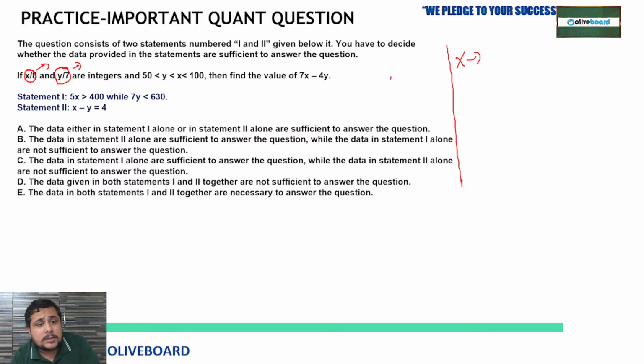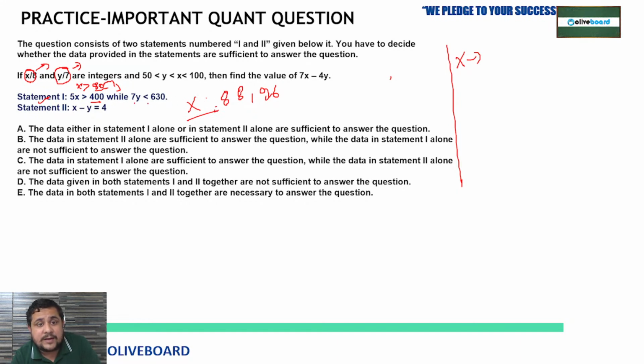Now the first statement you will read: 5x is greater than or equal to 400, which means x is greater than or equal to 80. So you have to check the multiples of 8 which are greater than 80. That is 88 and 96. So these are the possible values of x as per the first statement.